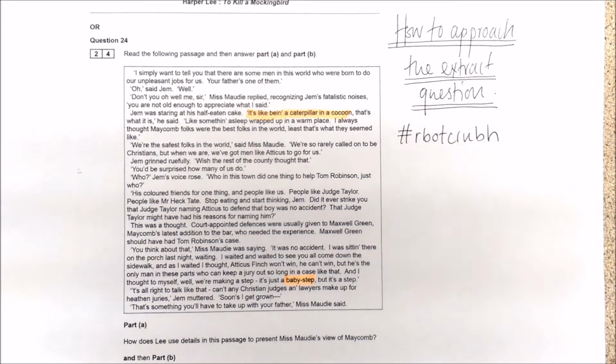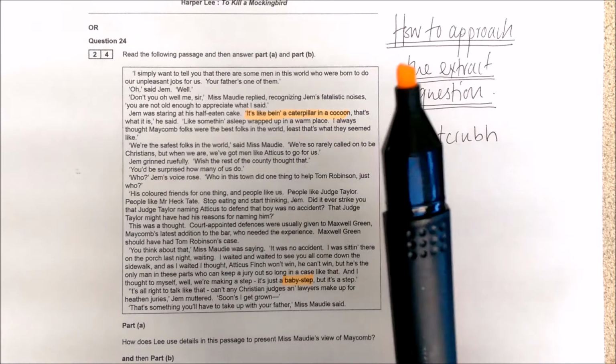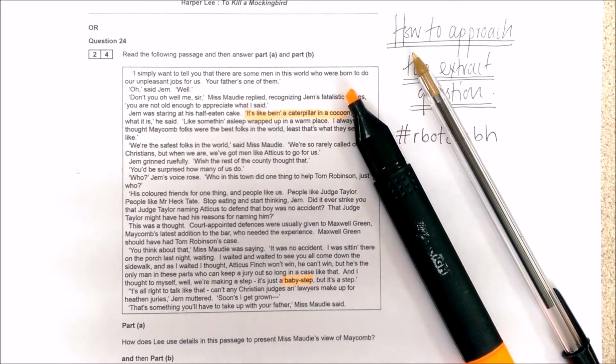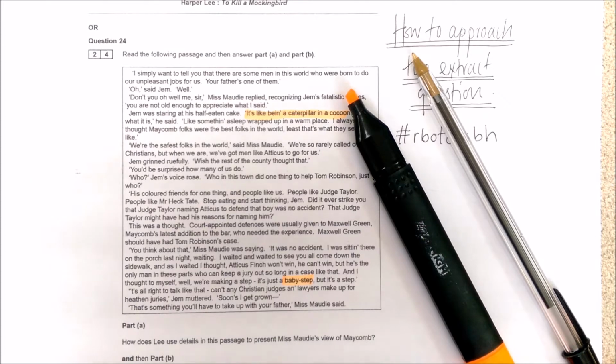Hi folks, in this video we're going to be thinking about how to approach the extract question on the Exploring Modern Texts exam for AQA. First things first, you need to have your essential equipment: you need your highlighter, and you need a pen. And of course, during the exam you'll have a copy of the text. But for this question, for part A, you only need to refer to details in this passage.